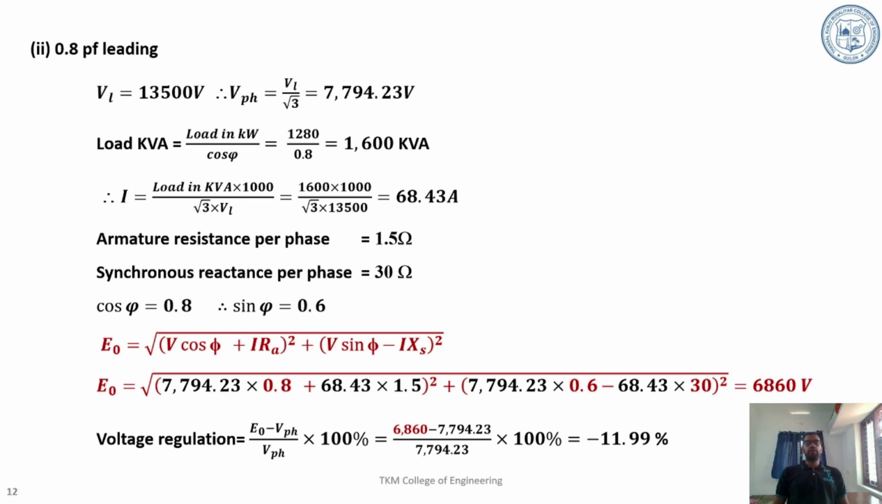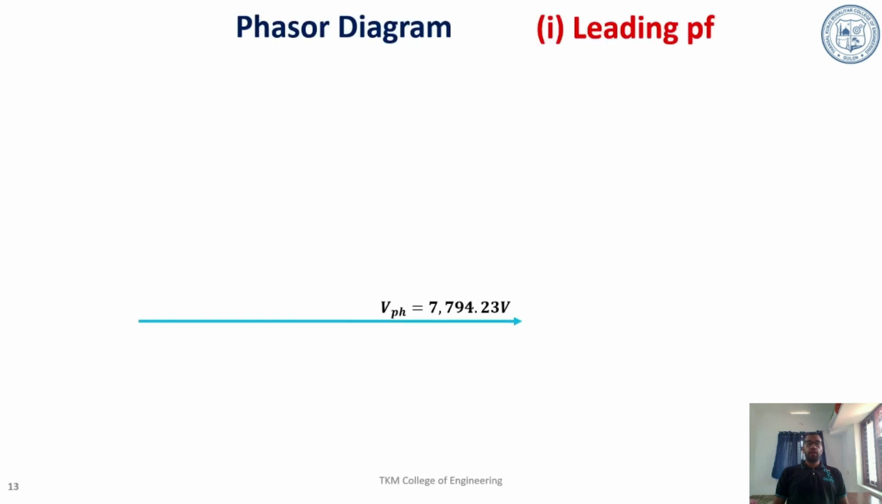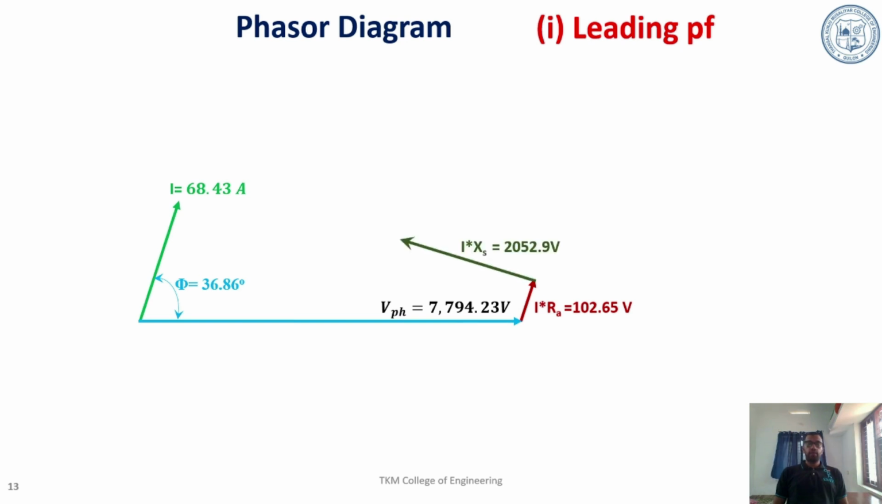Now let's see the phasor diagram of leading power factor. Similar to the lagging case, voltage is taken as reference. Current I, which is equal to 68.43 ampere, is leading the voltage by a power factor angle of 36.86 degree. Then we consider the I into Ra drop, drawn from the tip of V phase, parallel to I. Then we consider the I into Xs drop, which is leading I by 90 degree, drawn from the tip of the I into Ra phasor. Now this gives E0. E0 is coming as 6860 volt. We know the angle between E0 and V phase is delta, the load angle or power angle. The angle between E0 and I is phi minus delta.